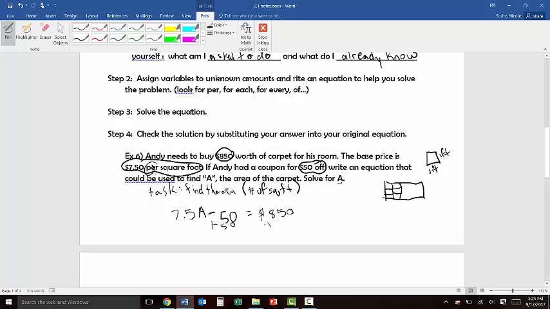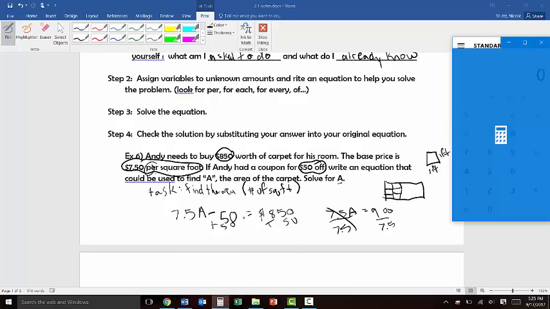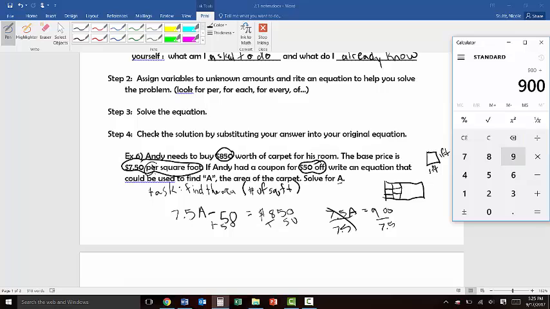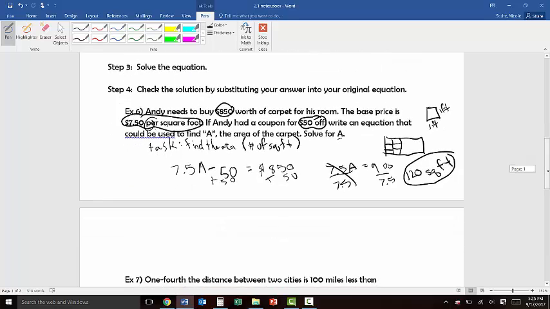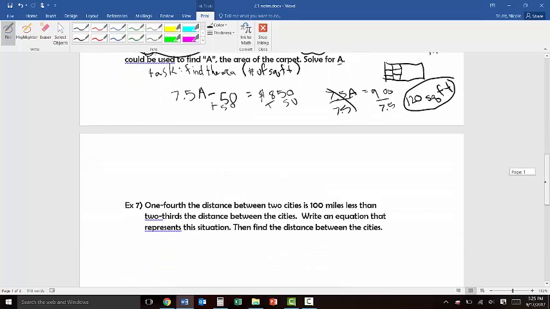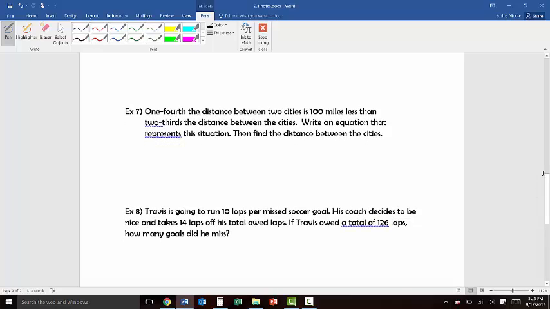And then we just work backwards to solve. Add 50 to both sides. So that gives us 900, and then finally divide. So I think it's 120, but we're going to check this out, make sure. Yes, it is. So 120 square feet. I always label my answers because sometimes there's a follow-up question, and it just helps to remind yourself what you just found.